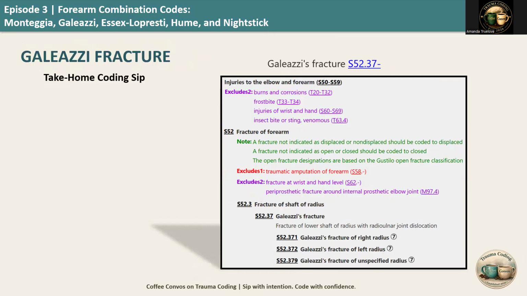Now, we do have this index search, and you can see the tabular list provides the inclusionary term for that convention about radius with radioulnar joint dislocation. So therefore, you do not need to assign two codes. This Galeazzi fracture in the tabular list provides us a combination code that includes both of those injuries. However, if we have fractures at the wrist and/or hand level or those associated ulnar styloid type injuries, we want to be sure to assign those additional codes following our Excludes2 and then our multiple code convention for ICD-10.